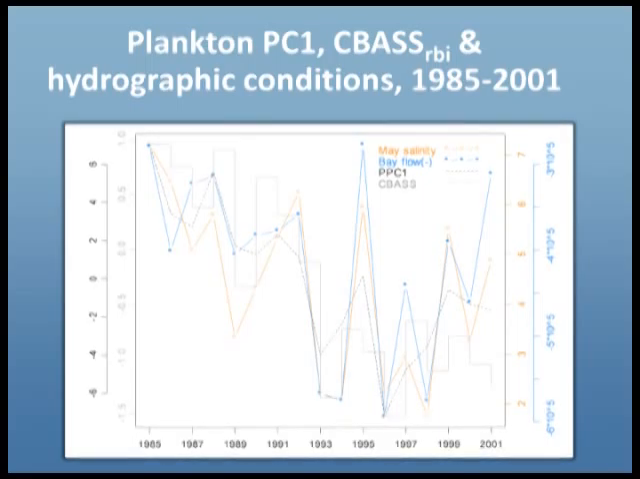So here's what it looks like. Here's May salinity. The sea bass pattern are those steps. Plankton PC1 are the dashed lines, and bay flow are the blue lines. Clearly, really, really strong correlations.